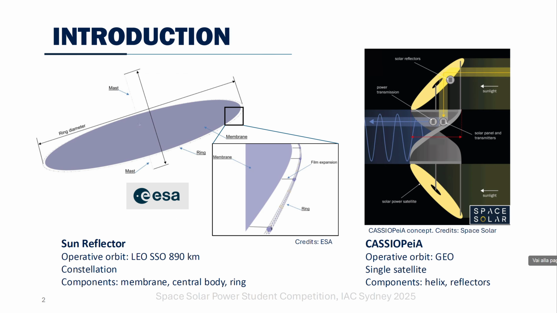So we already know what solar power satellites are, and here we can see two main examples. The LEO reflector, the concept developed by ESA on the left, and the GEO Cassiopeia model concept developed by Space Solar, a UK company. These two prototypes have the main characteristic of solar power satellites, so the very huge and peculiar dimensions. One harvesting sun energy by reflection, and the other one by concentration and then transmission back to Earth with the helix.